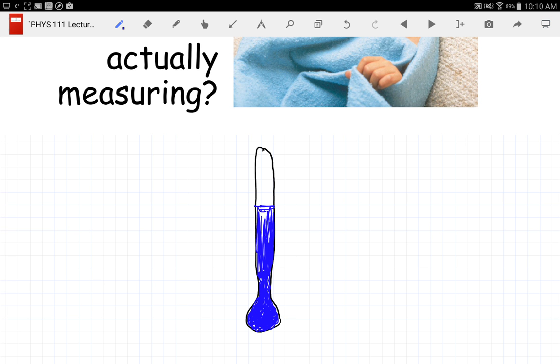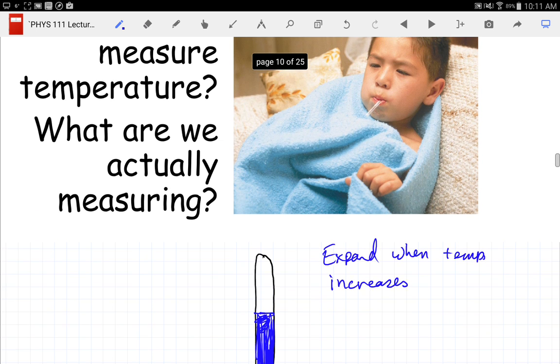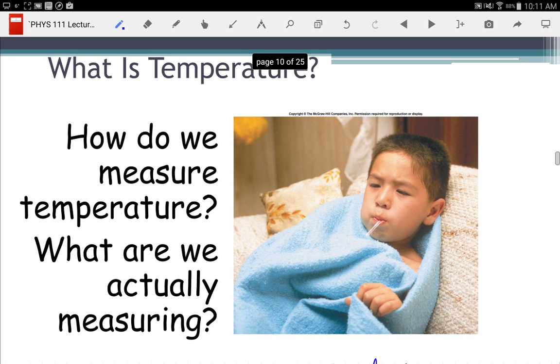Why does that blue line grow? Because for most materials, they expand when temperature increases. And the amount they expand is proportional to how much the temperature increased. So you just measure how much the volume increased by measuring how much it moved up that tube, and that tells you the temperature. So that's how a traditional thermometer works. Now that's not the only kind of thermometer. You can use ones that measure all kinds of different things. But now we have at least our first kind of hint at what temperature is.